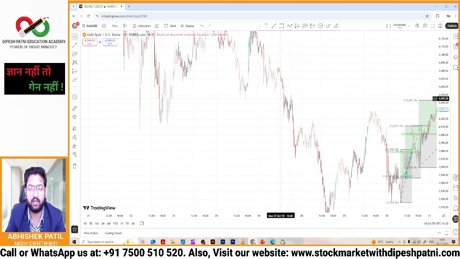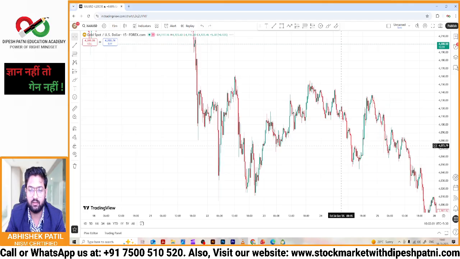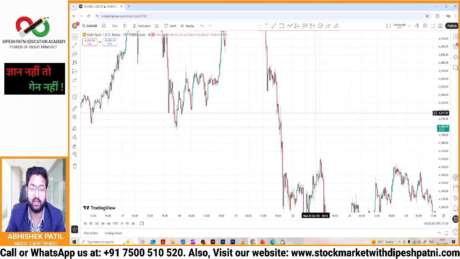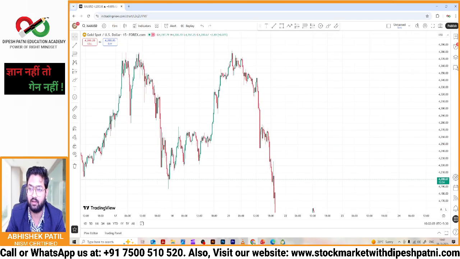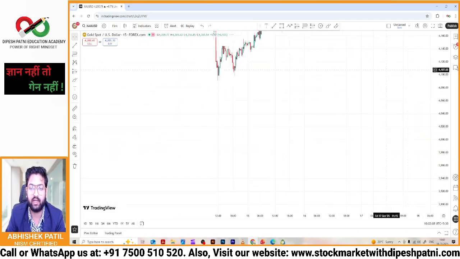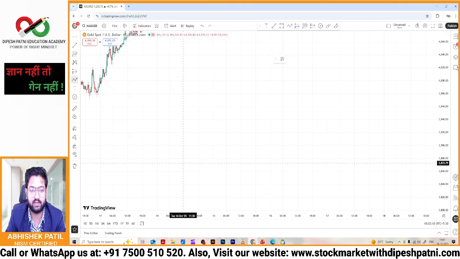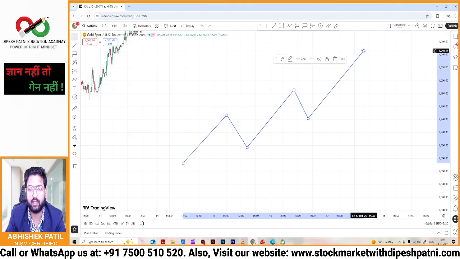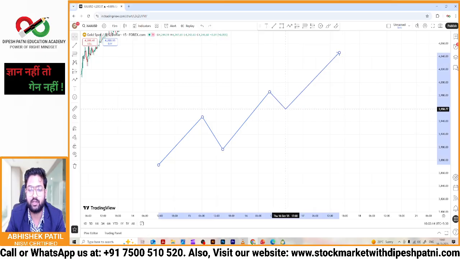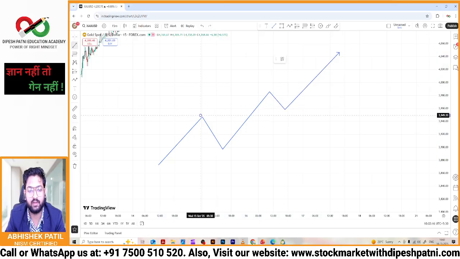See, one thing I want to make clear to you: what exactly is equilibrium? Let's understand it in a very easy way, in a very deep way. Okay, see, this is the market structure. So what happens? This is the breakout structure. Yes, this is the breakout structure.